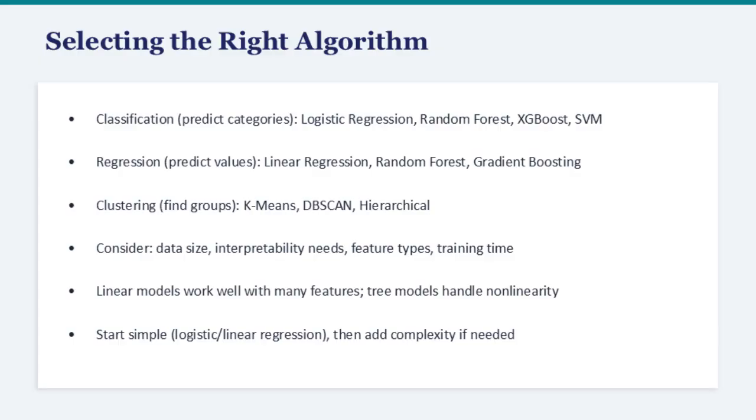When choosing between algorithms, consider the data size, your interpretability requirements, the feature types, and the training time budget. So what is a good rule of thumb, right? Linear models handle high dimensionality data very well and are easily interpretable. Tree-based models handle nonlinear relationships and feature interactions without explicit engineering. Start simple, logistic or linear regression, then add complexity only if needed. The exam values this pragmatic approach.